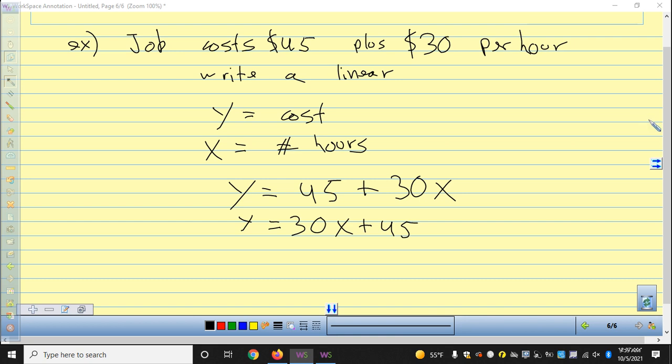And if we wanted to graph this, we'd plot a graph. Our y-intercept would be 45, and our slope would be 30. So we'd have to make sure we labeled our x and y-axis appropriately to be able to get these numbers on our graph. All right, questions? Yes? So you could do it either way? Yeah, either way is fine. I just wrote it this way because this shows us y equals mx plus b. It looks like that way.